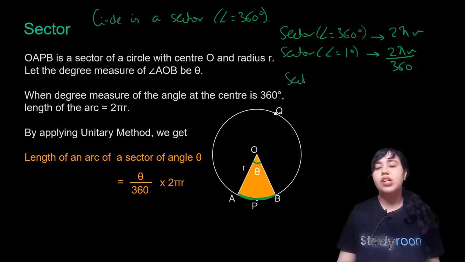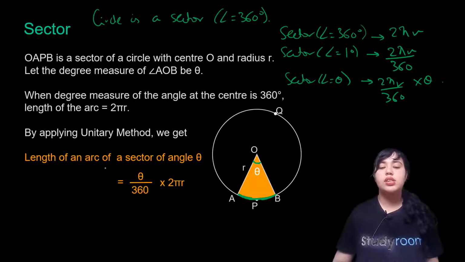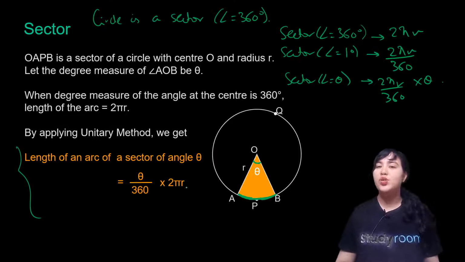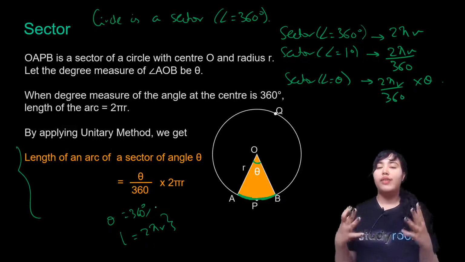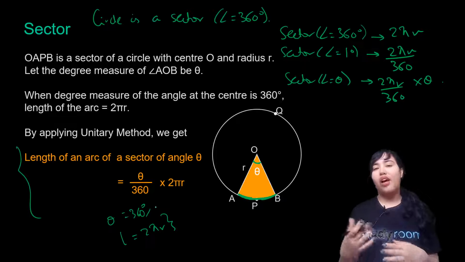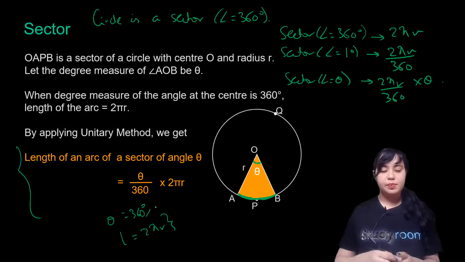So what if I give you a sector having angle equal to theta, because here my minor sector has angle theta, right? So it will be 2 pi r upon 360 into theta. This is your formula for the length of arc of a sector with angle theta: theta upon 360 into 2 pi r. Here also if you put theta as 360, you will get the length of arc as 2 pi r. Why? Because 360 degrees means you're talking about a circle, and there the length of arc is nothing but the circumference of the circle.